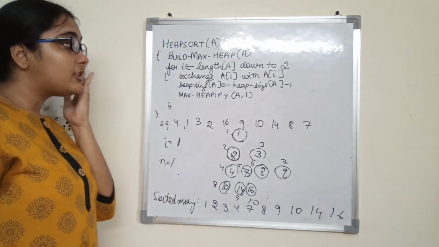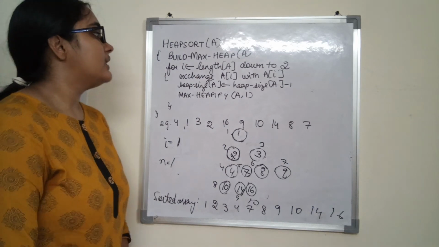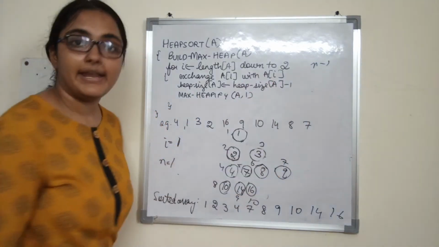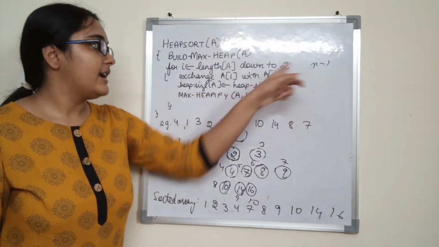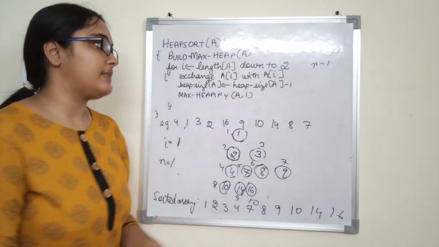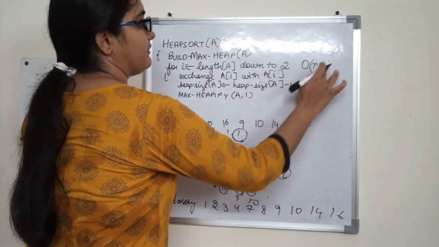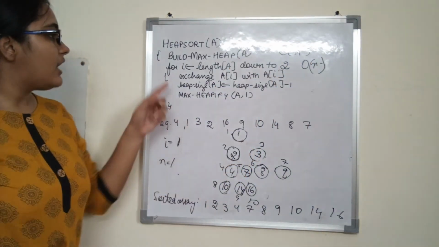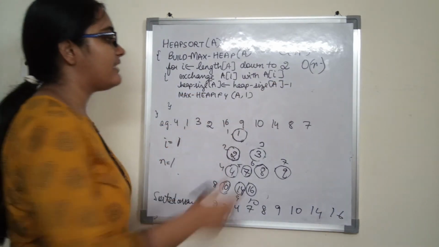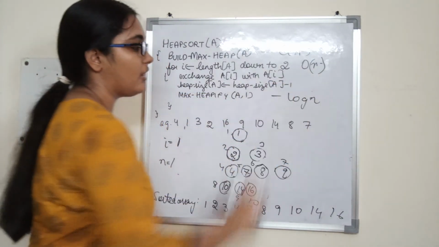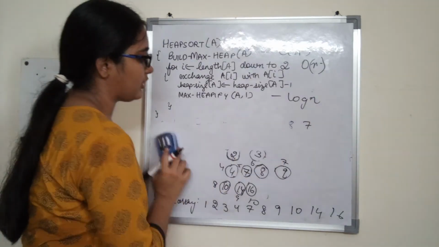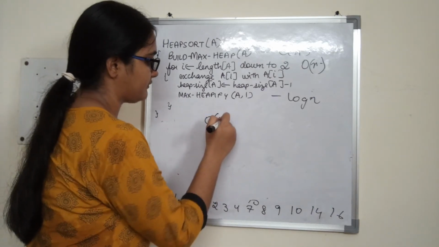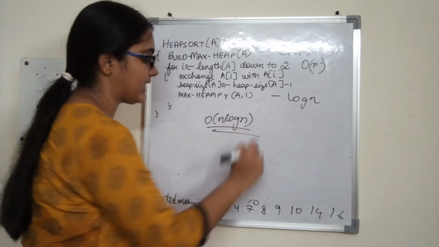Right. So if we talk about the time complexity of heap sort, this loop has run almost how many times? n minus 1 times, from 2 to n. If length of A is n, it is going from n to 2, that is n minus 1 times. That is order of n. Building the max heap will also take order of n as we saw previously. And since this is running n times and max heapify will take log n time, it will be taking order of n log n time.